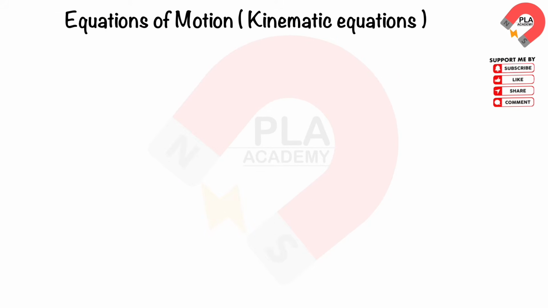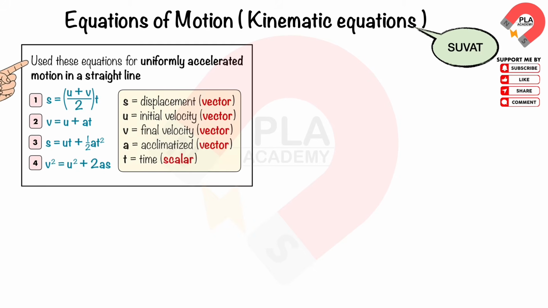The equations of motion, or kinematic equations, are often called SUVAT equations. SUVAT stands for displacement, initial velocity, final velocity, acceleration, and time. These equations are used to describe motion with constant acceleration in a straight line.